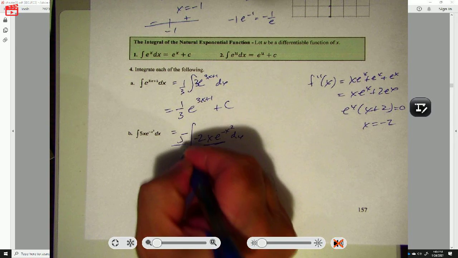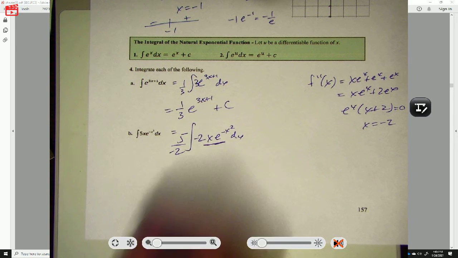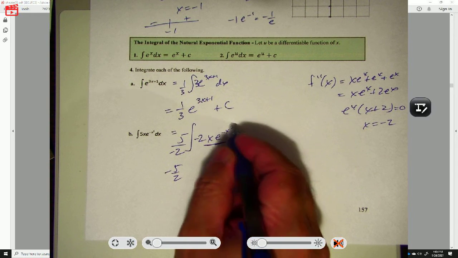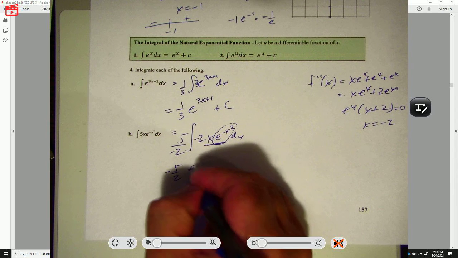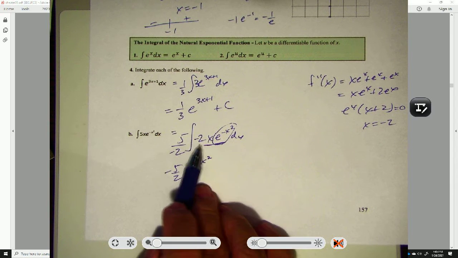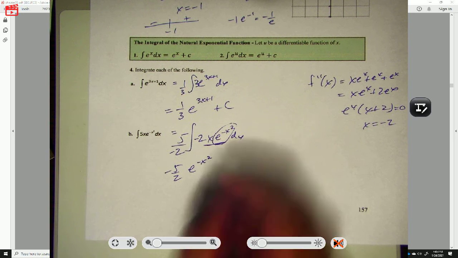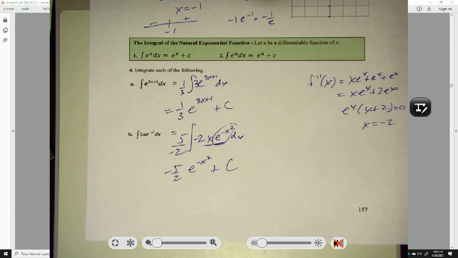Compensate for that negative 2 by putting negative 2 out here. So now it's negative 5 halves times this thing. This is the part that comes out, e to the negative x squared. The negative 2x is the derivative of negative x squared, so that gets absorbed. Okay, that's it. And that's it for that one.